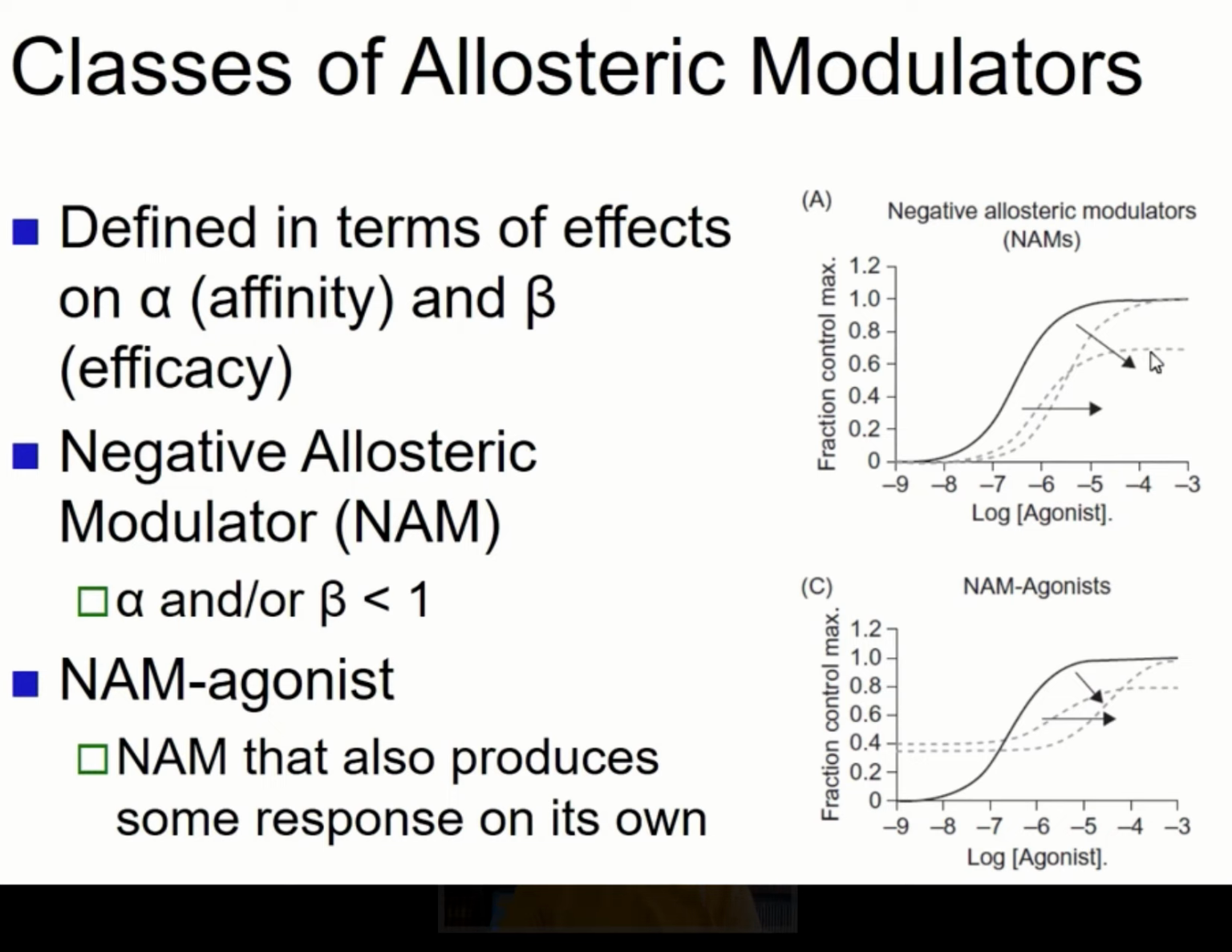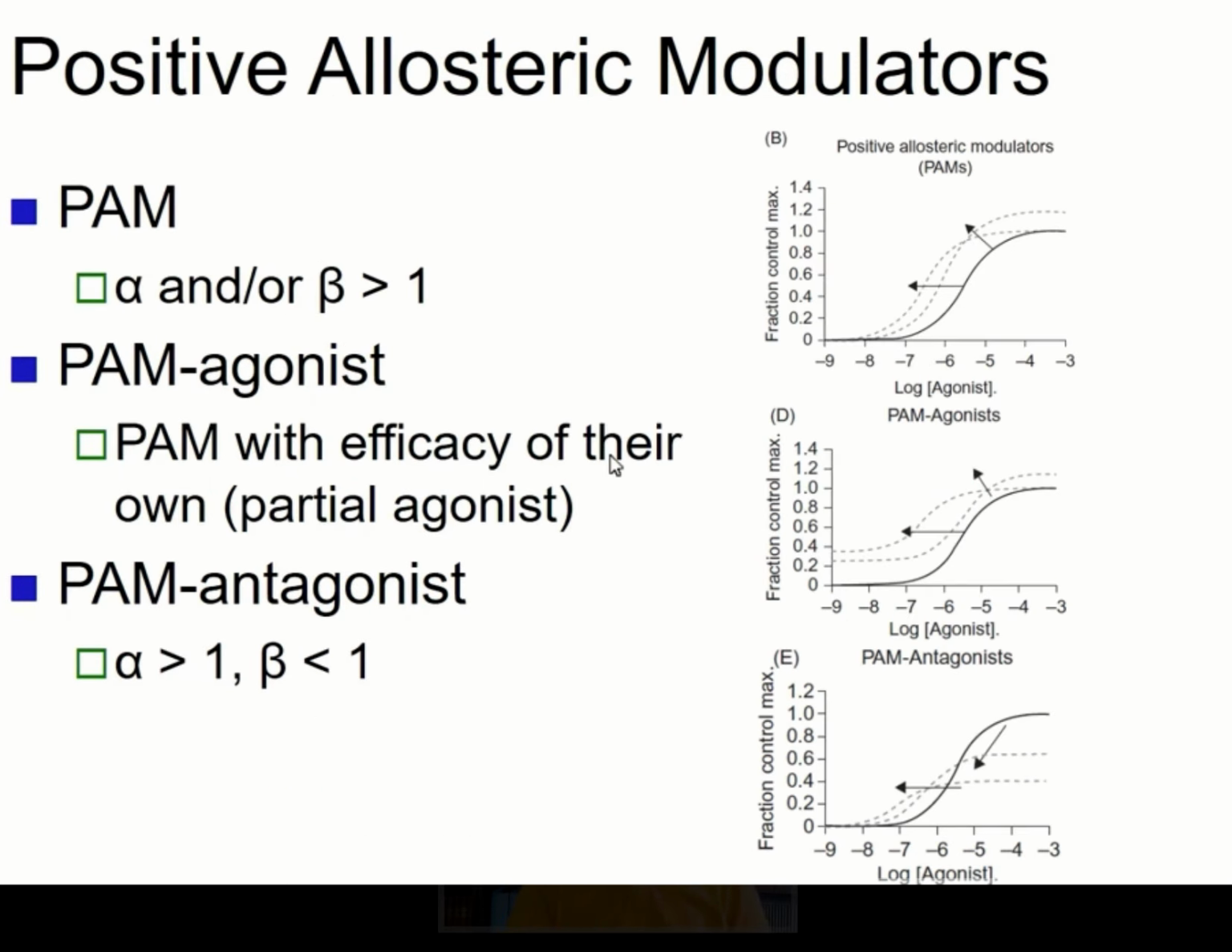Conversely, we have positive allosteric modulators. A PAM has an alpha and or beta greater than 1. That's the top curve here. We shift the dose response curve either up, increasing efficacy, or we shift it to the left, increasing potency or affinity. A PAM agonist is what you think it is. We're going to increase agonist affinity or efficacy while having some partial agonist activity of itself. We can also have a combination of positive and negative effects that would be a PAM antagonist. In this situation, we have an alpha greater than 1 and a beta less than 1.